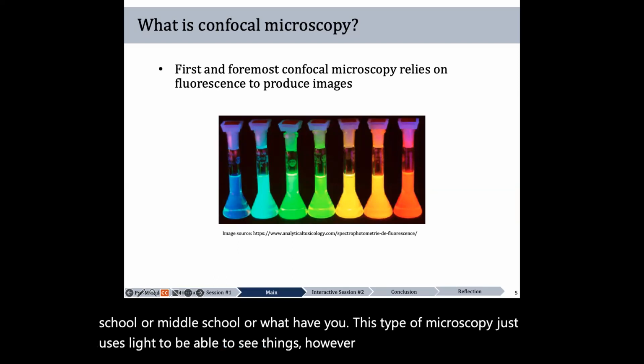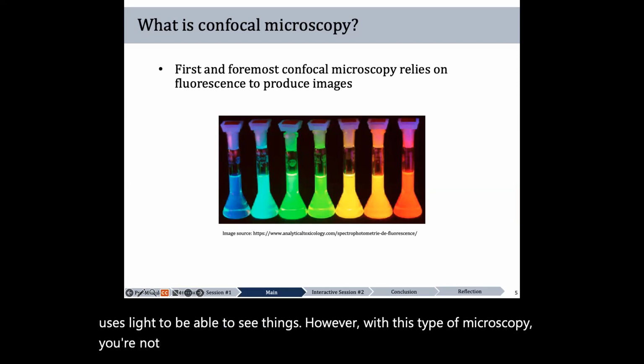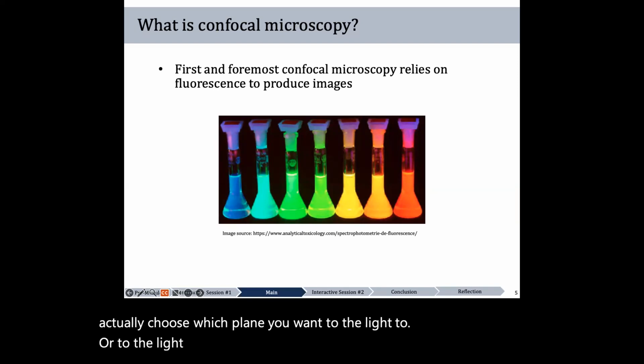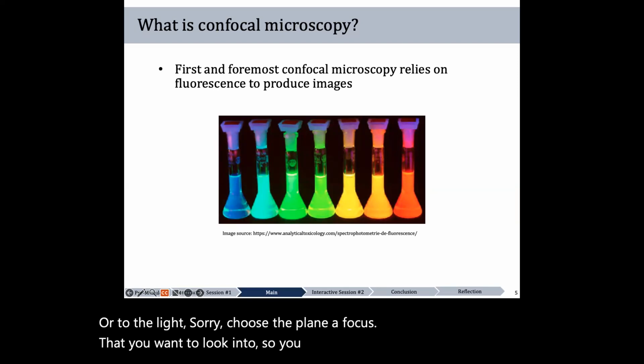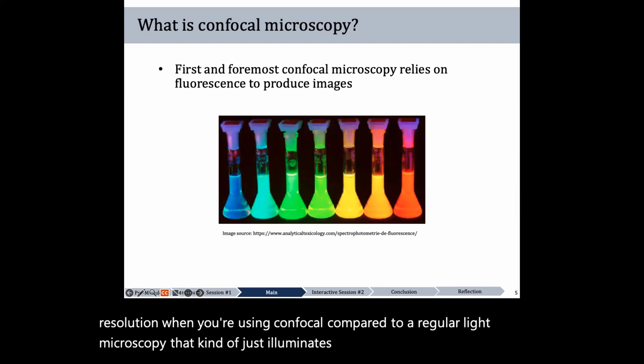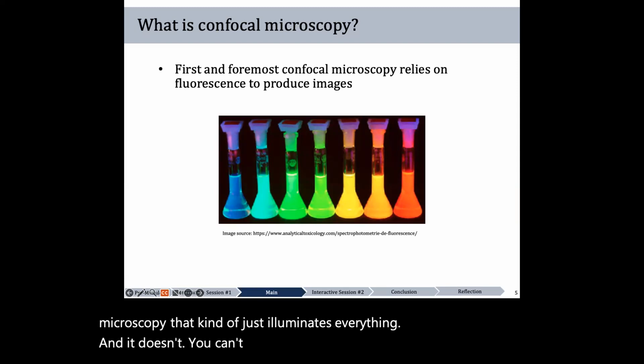However, with this type of microscopy, you're not really able to get a lot of resolution. But with confocal, you can choose the plane of focus that you want to look into. So you have a lot of different options for higher resolution when you're using confocal compared to regular light microscopy, which just illuminates everything, and you can't really be specific about the plane that you want to image.